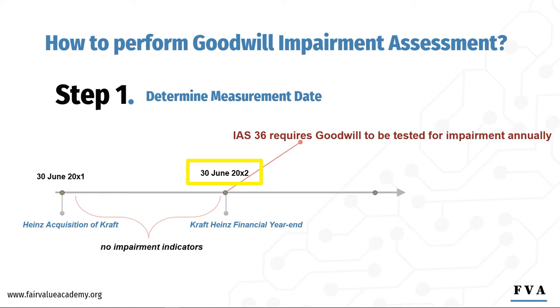Why is this important? Because in step 2 and step 3, where we determine carrying amount and recoverable amount, these amounts will need to be derived as of the measurement date. So in this example, as of 30 June 20x2.